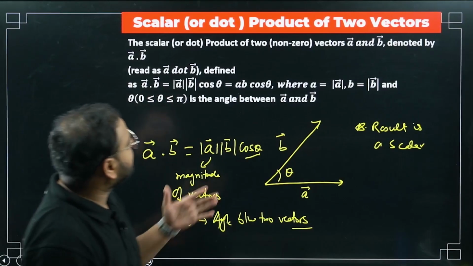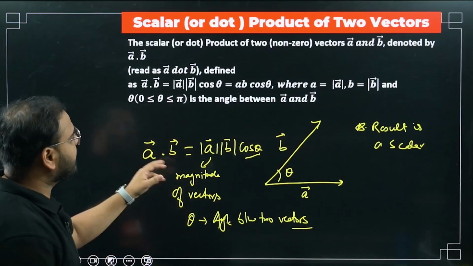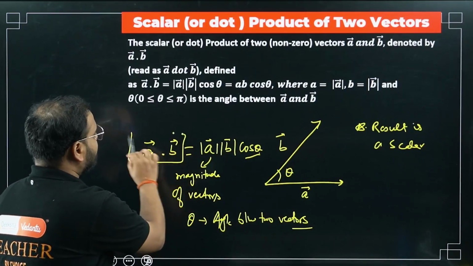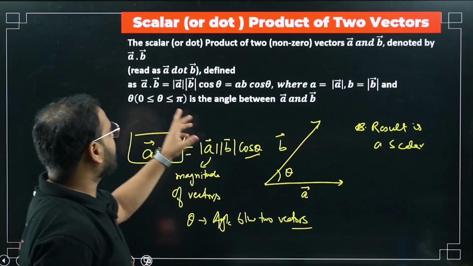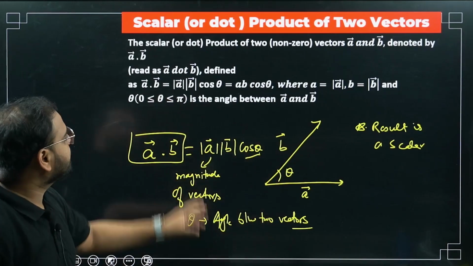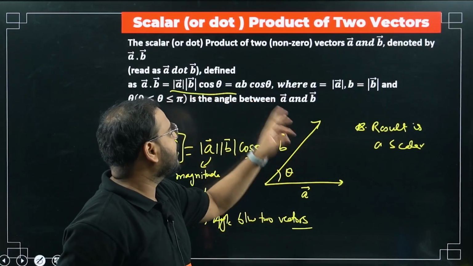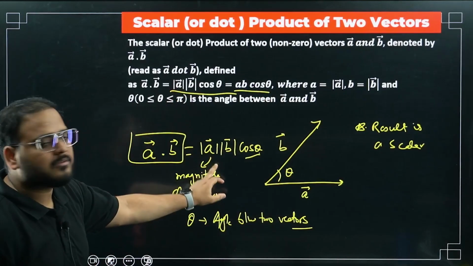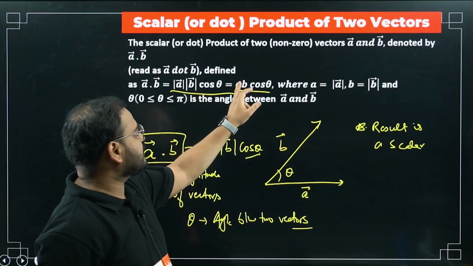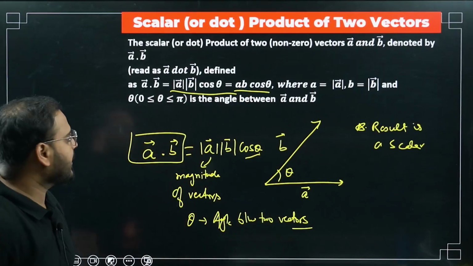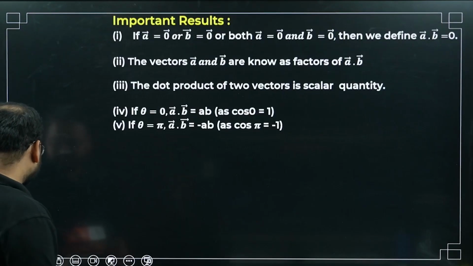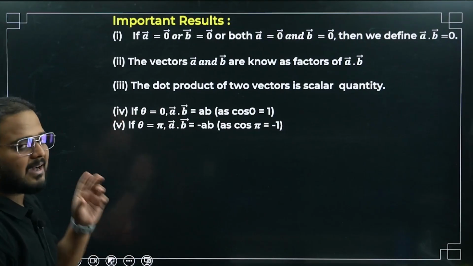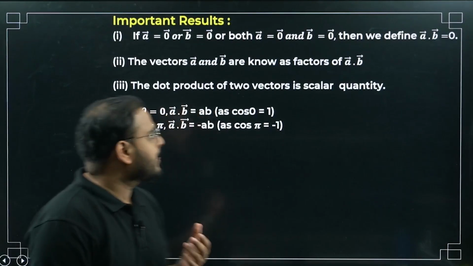Scalar or dot product of two non-zero vectors A and B is denoted by A dot B. This is the denotation of dot product, and we read it as A dot B, and the same thing is written over here as |A||B| cos theta, or simply A B cos theta. If you're writing the vector form, write the magnitude with modulus. If you're not writing the vector, simply writing it as A B cos theta is also true. Very simple, nothing much is there in this. Just remember the angle has to be cosine.